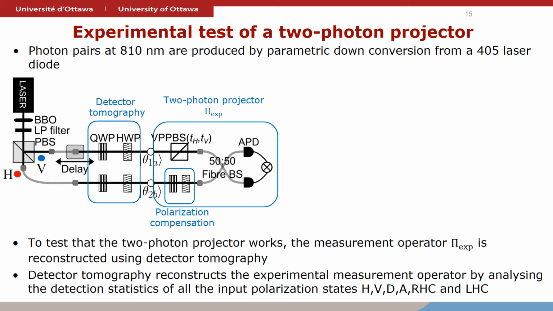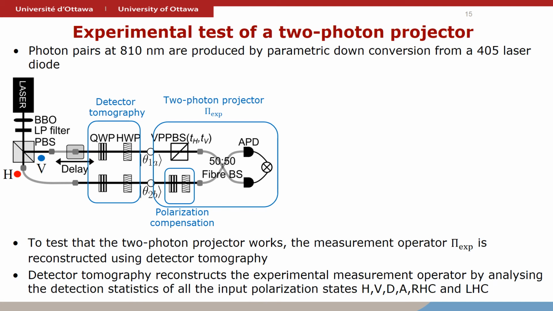And what we have is a VPPBS with transmission coefficients TH and TV placed in the top mode, and the 50-50 beam splitter is realized thanks to a fiber beam splitter. We needed to add some polarization compensation to compensate for the unwanted polarization transformation realized by the fiber beam splitter. The photons and the coincidences between the photons are detected using avalanche photodiodes, APDs.